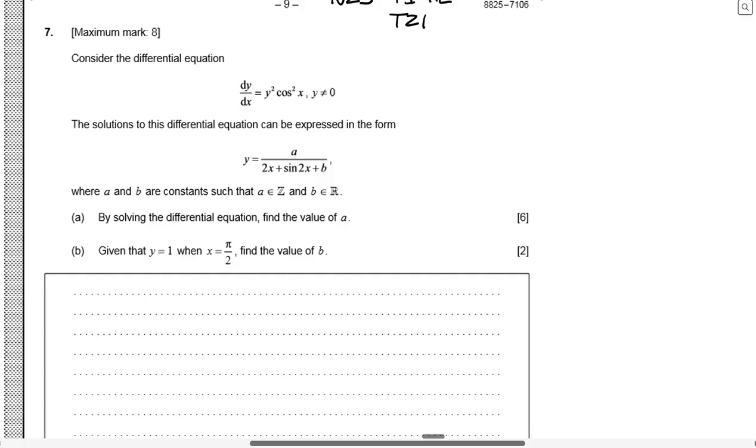Question 7, consider the differential equation. The solutions to this differential equation can be expressed in this form, where a and b are constants. By solving the differential equation, find the value of a.